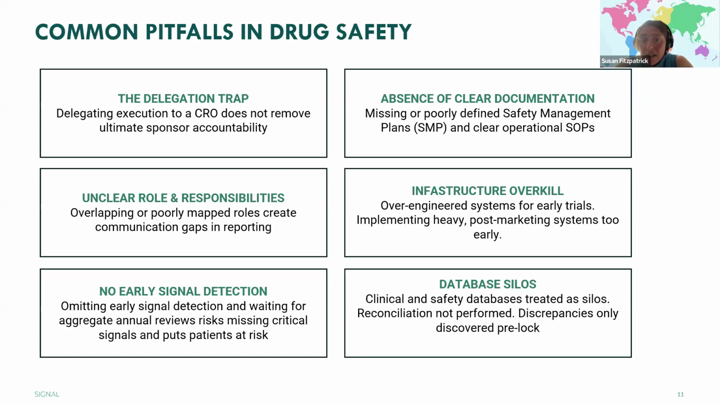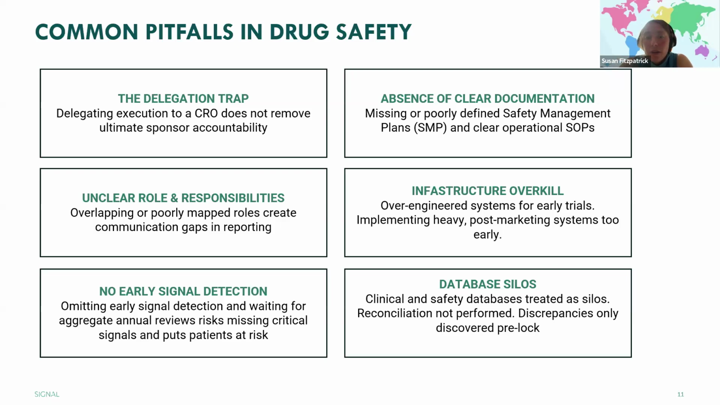The second challenge then that we often see is the database silo. ClinOps relies on the clinical database. Drug safety relies on the safety database. Both teams will assume that their database is the source of truth. But what happens when they don't match? Imagine a clinical database records a patient with grade 2 elevated ALT, while the safety database records the same event as grade 3. Which version do we report to our regulator?